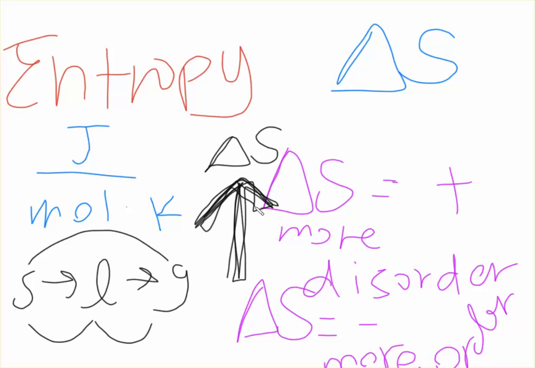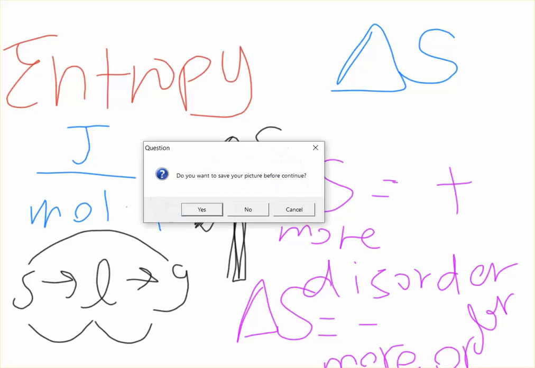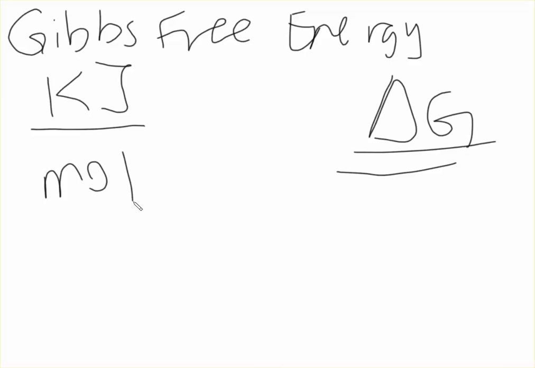Now let's talk about Gibbs Free Energy. What Gibbs Free Energy is, to put it quite simply, is the change in G. So it's the change in spontaneity, something like that. The unit for this is kilojoules over mole, the same as enthalpy.